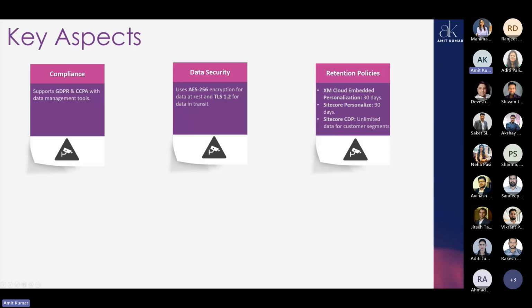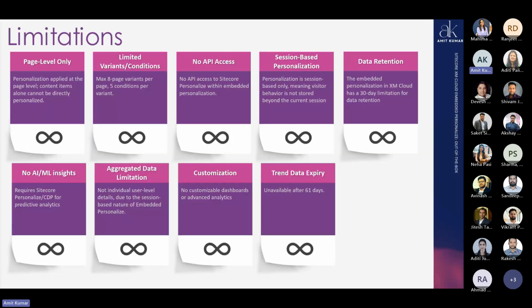But where you have a requirement for a longer duration, then you need to go with the CDP and personalize. And the limitation, as I said, is that only page level personalization is there, and you cannot target an individual content area of your page. There are limited variant conditions, no AI/ML, and aggregated data limitation. These are the major limitations you need to thoroughly analyze when you are proposing CDP or personalization. Otherwise, if you blindly go with the CDP and personalization, it is going to increase the cost for your client in terms of licenses.